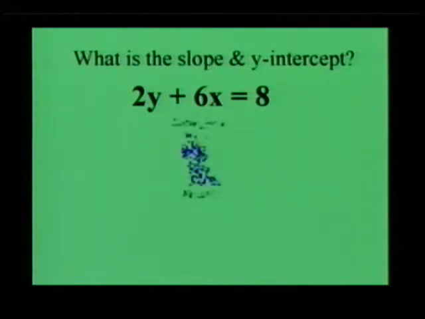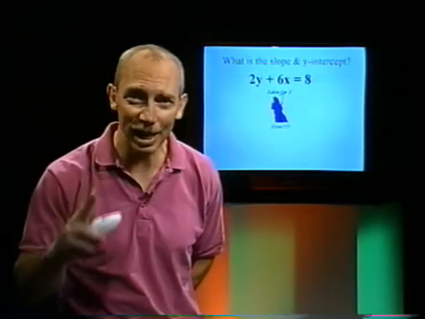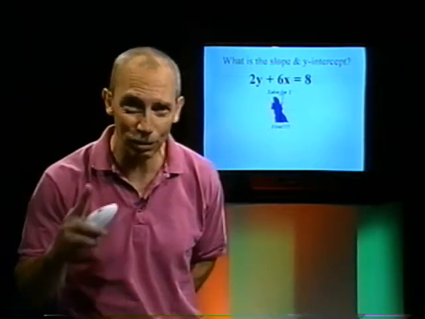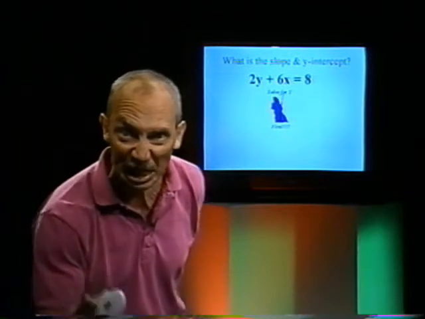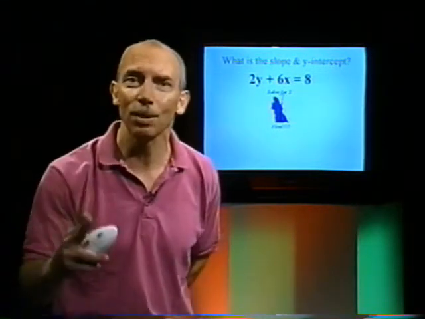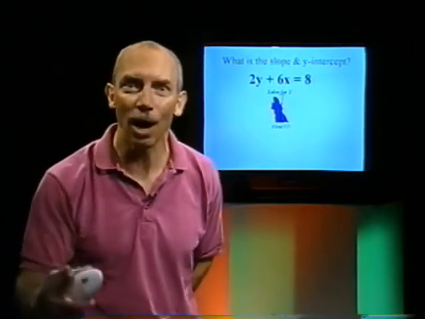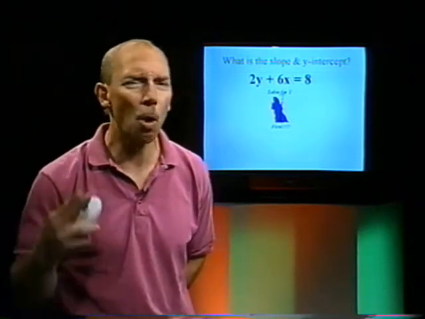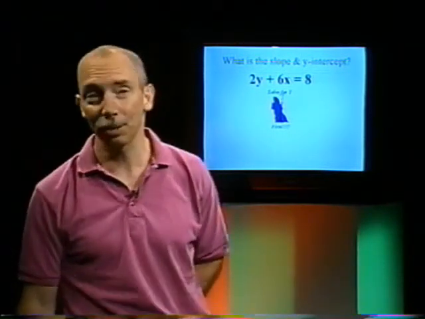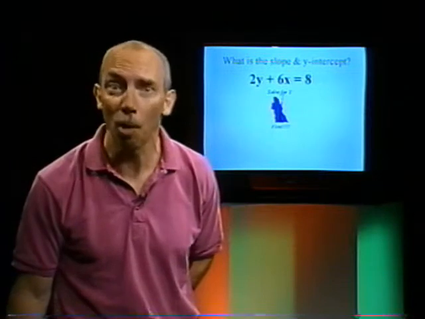Wait a minute. None of this works unless you get it in slope-intercept form. You see why I've been telling you to solve for y? Because slope-intercept form means y is by itself. So we'll always begin, as we did before, by solving for y.